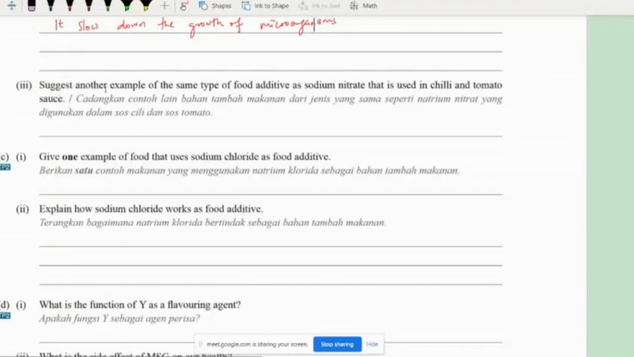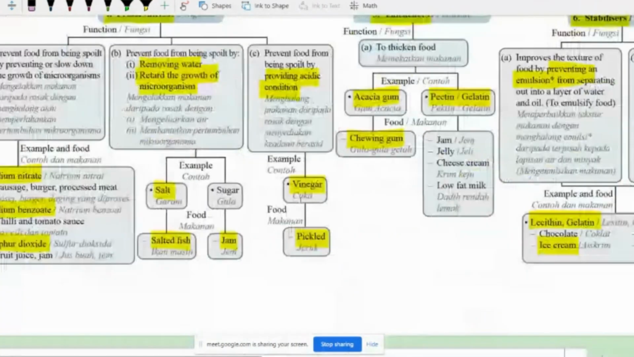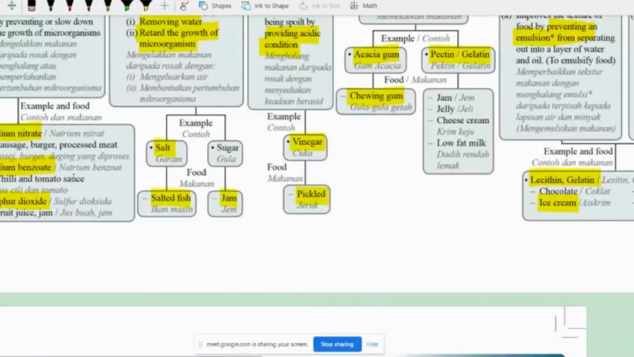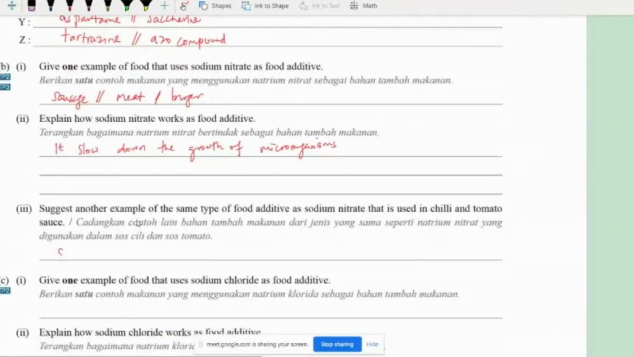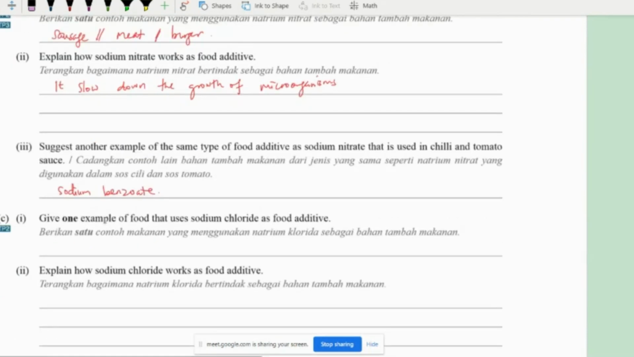Okay. Next, suggest another example of the same type of food additive as the sodium nitrate that is used in chili and tomato sauce. How about this one? Benzoic acid. Let's check. Sodium benzoate also can. Chili and tomato sauce, normally we use sodium benzoate now.